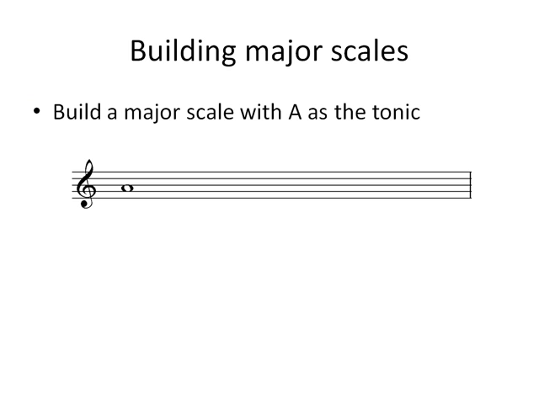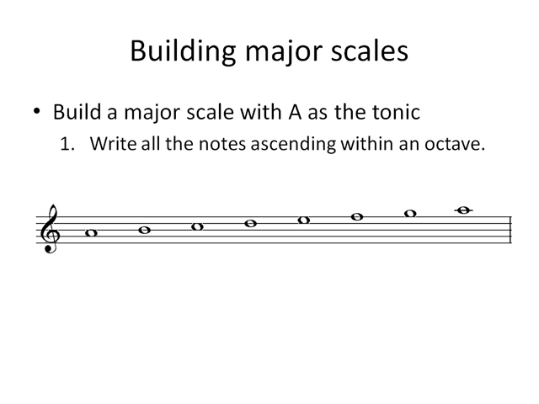We can build a major scale starting on any pitch. Let's try building one in which A is scale degree 1, or the tonic. The first thing I'm going to do is write all of the pitches in order from A to A, ascending within an octave. Scales can, of course, descend as well.